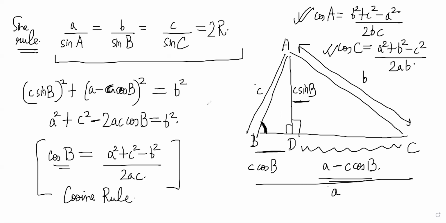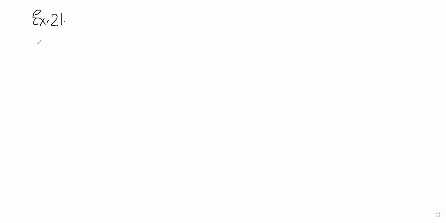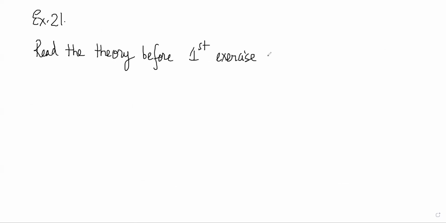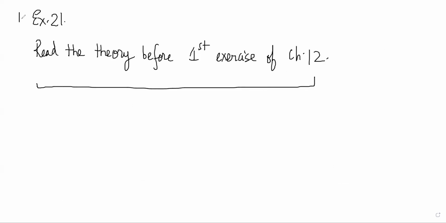So this is your sine rule and cosine rule, which is the first part of the next chapter, chapter 12. You should go through the first section and start the exercise of chapter 12. The first exercise of chapter 12 after going through the section theory. See, the work that you have to do is exercise 21. Read the theory before the first exercise of chapter 12. I mean, there is no rush, but start working on these two things, right?